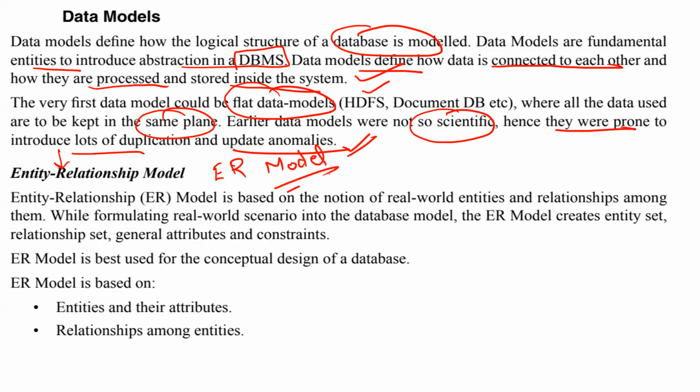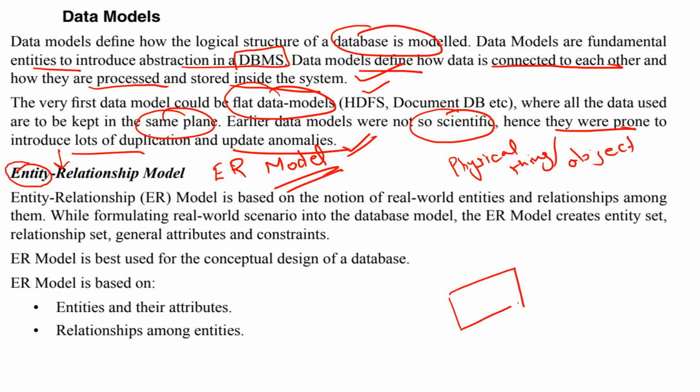Entity relationship model. First of all, what is the meaning of an entity? An entity is like a physical thing, or we can say an object. How is an entity represented? An entity is represented by a rectangle, or we can say a square. And a relationship is represented by a diamond. So you also have to understand the standard representation of these.